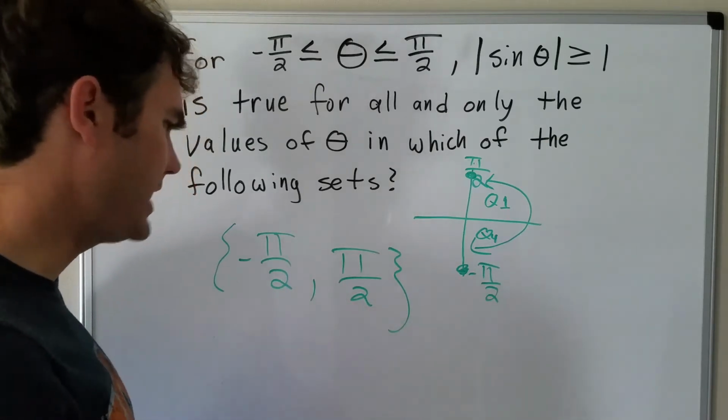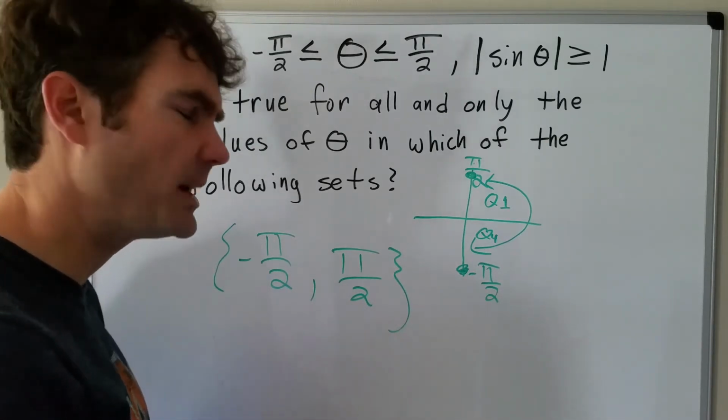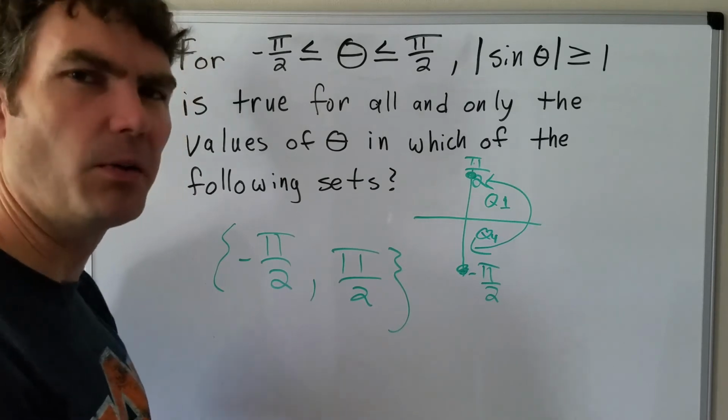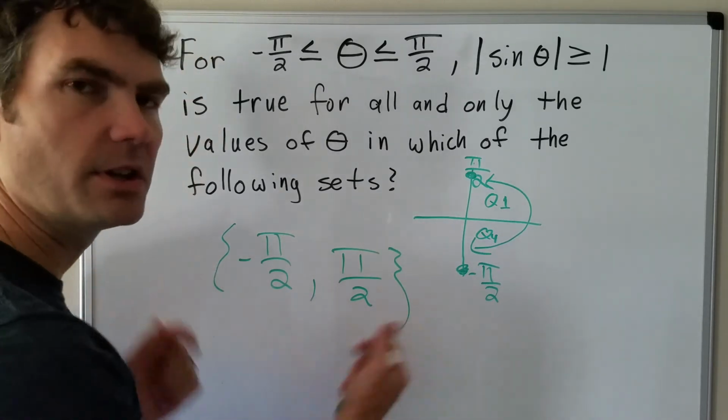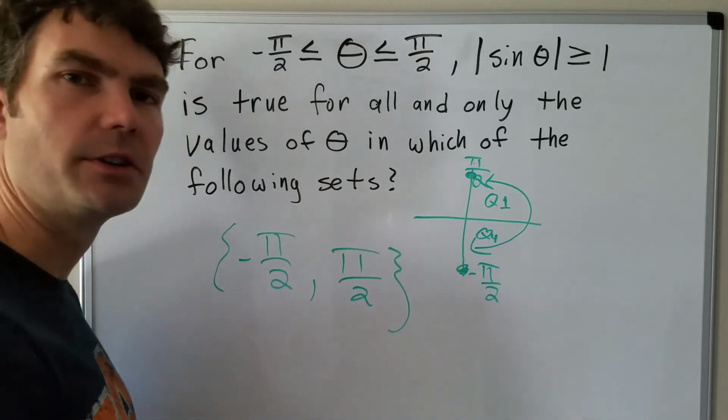Now, you'll notice answer choices C and D really confused a couple of my students, but you don't need to worry about what that weird line notation means. Just go with the answer that you know, negative pi over 2, pi over 2.